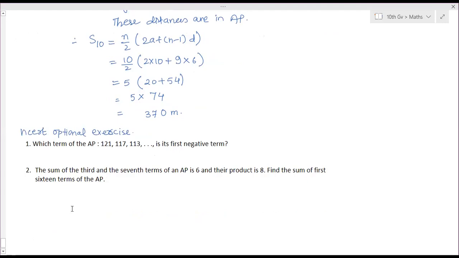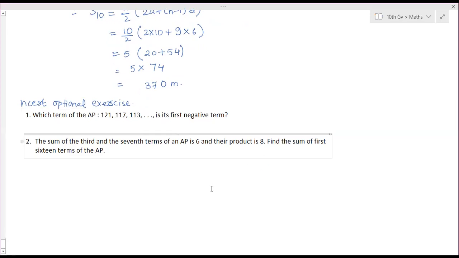The sum of the third and the seventh term of an AP is 6. Their product is 8. Find the sum of first 16 terms of the AP. Solve. Find the value of a from the first equation and use the substitution method. Don't solve the product normally.